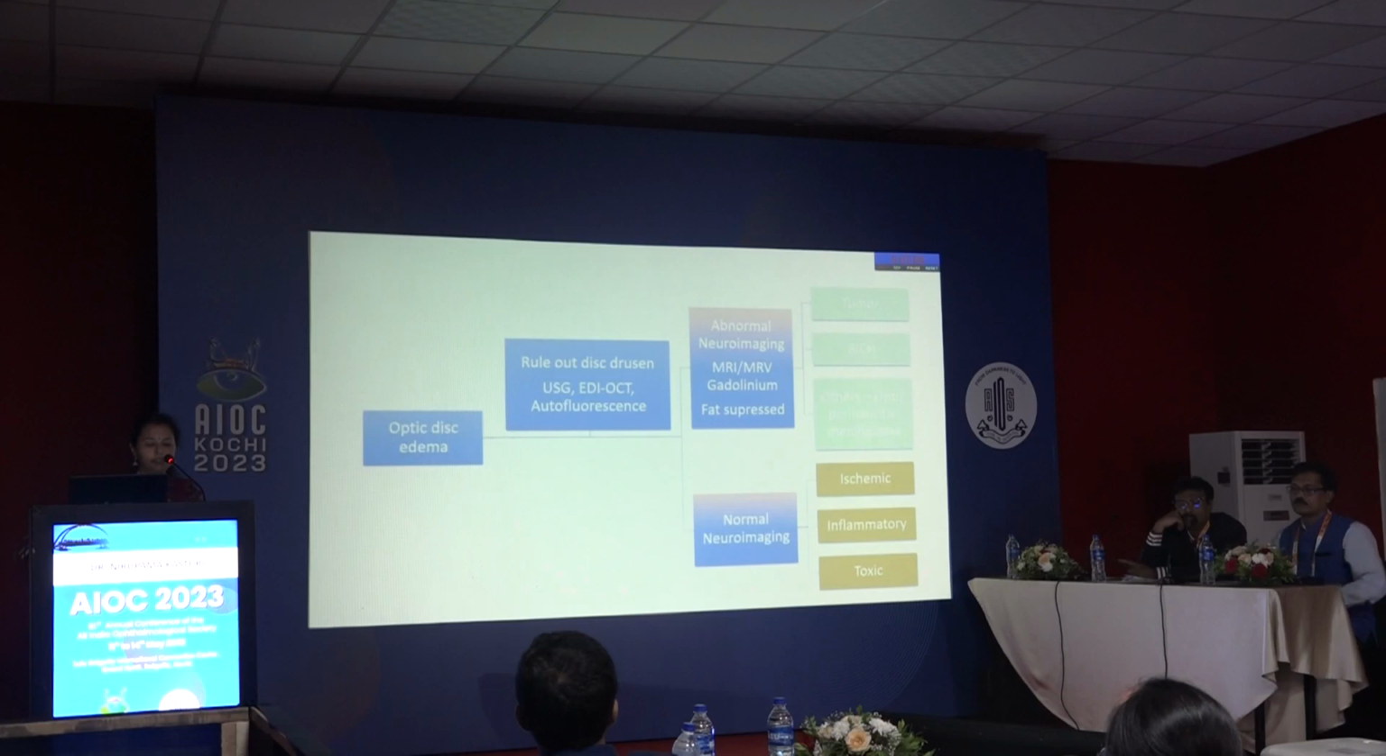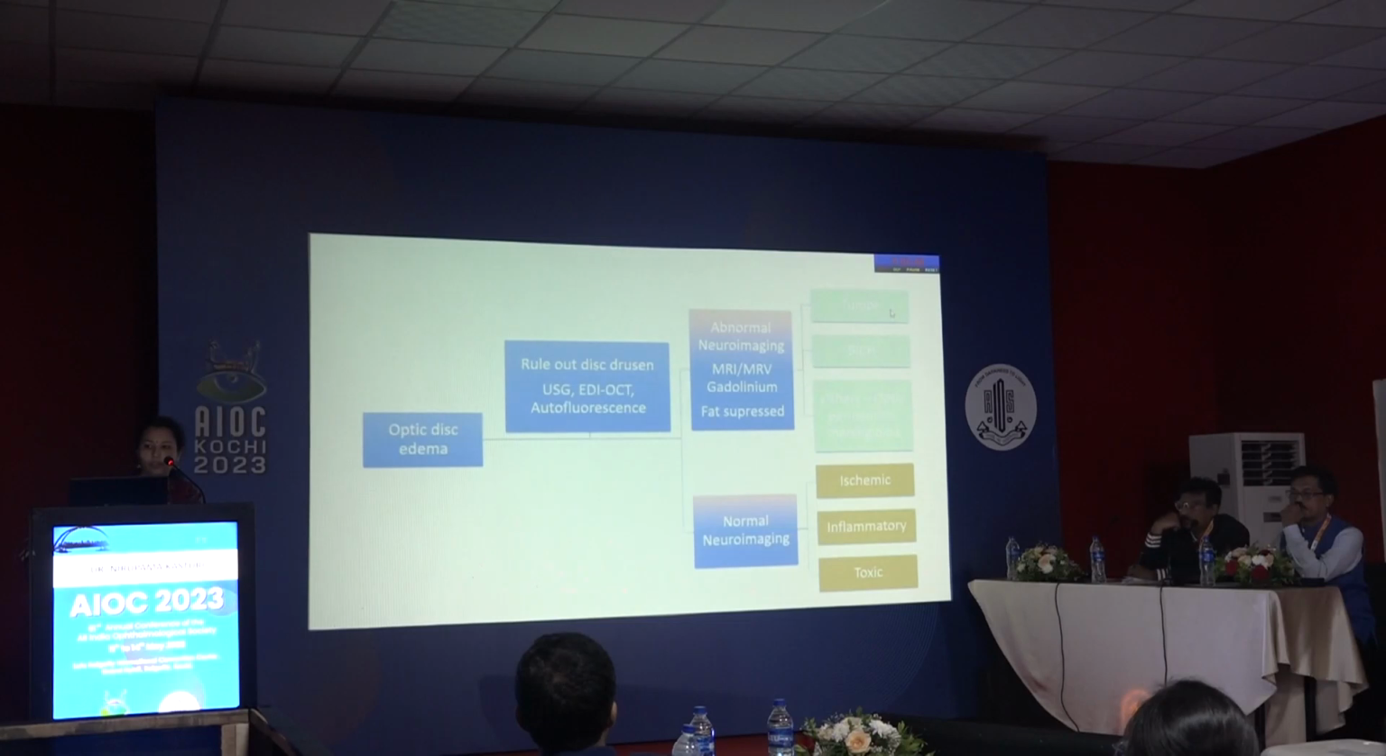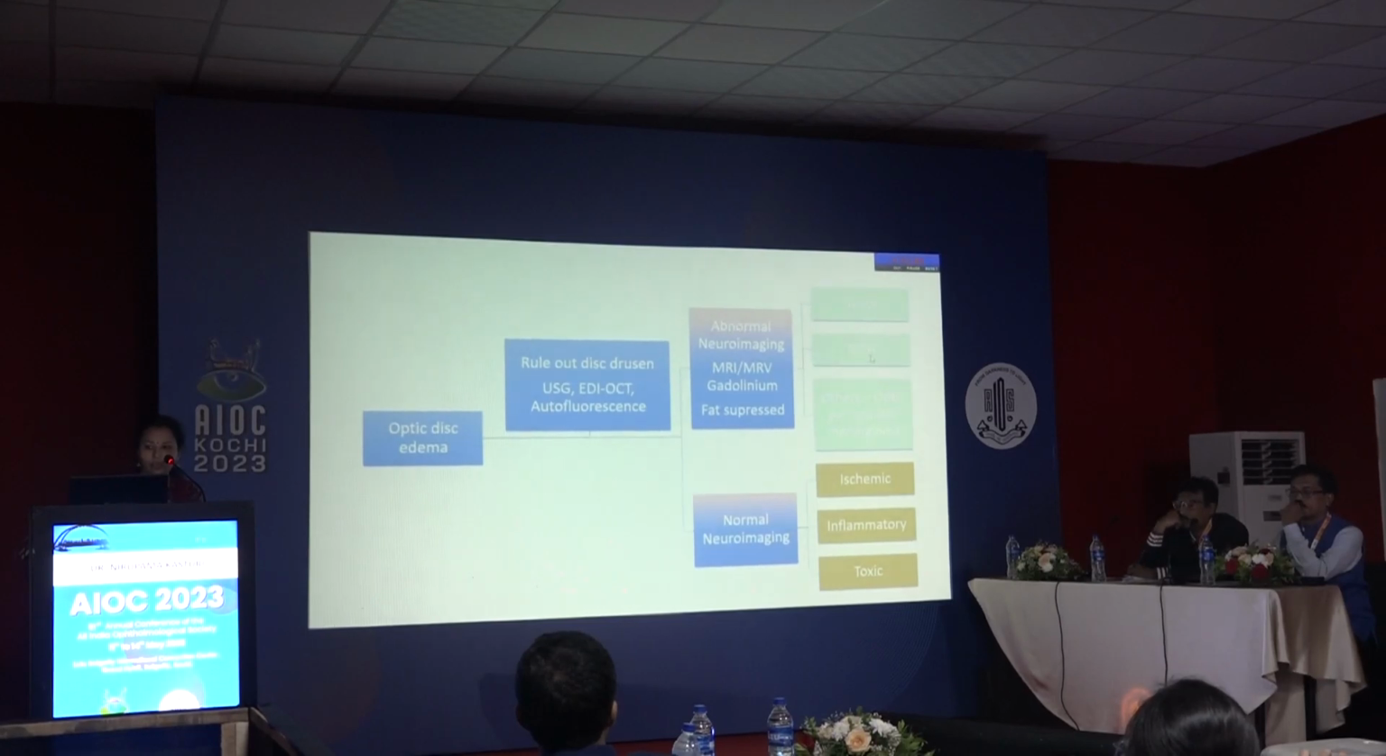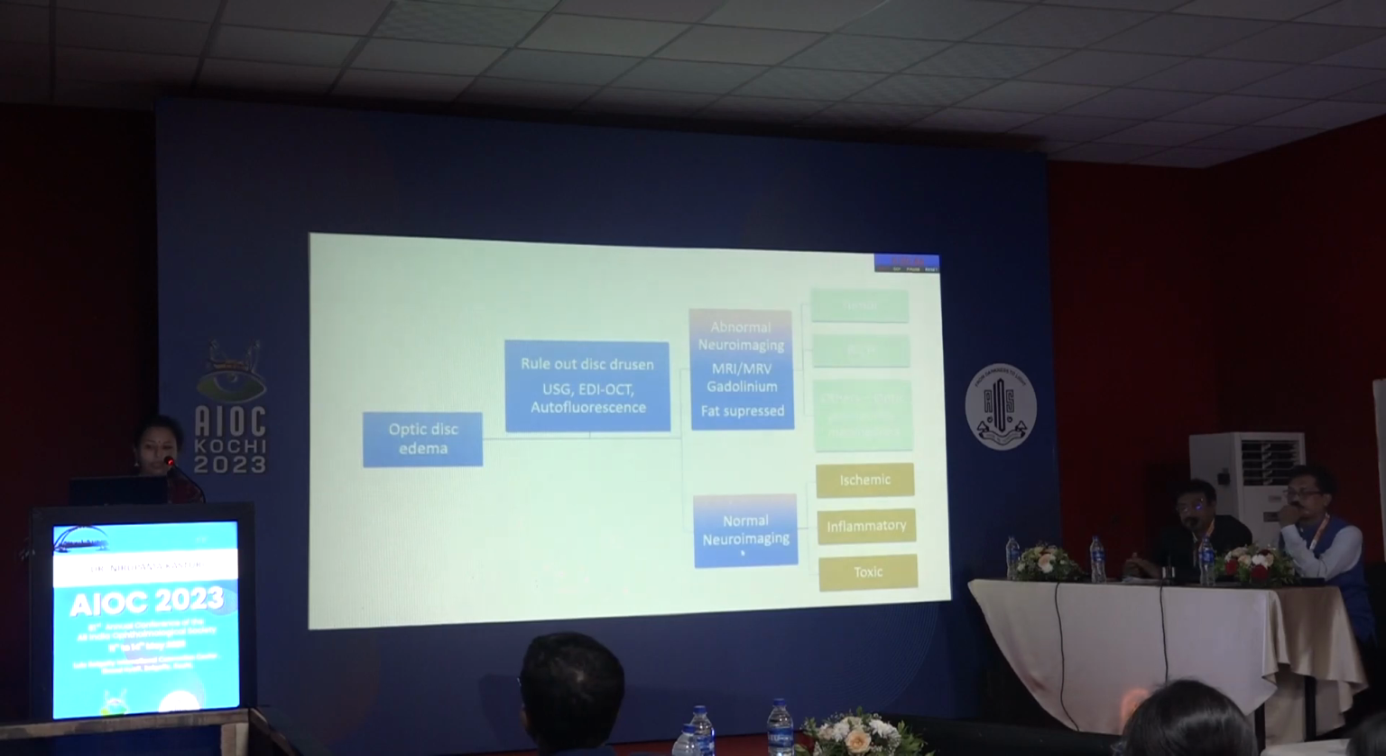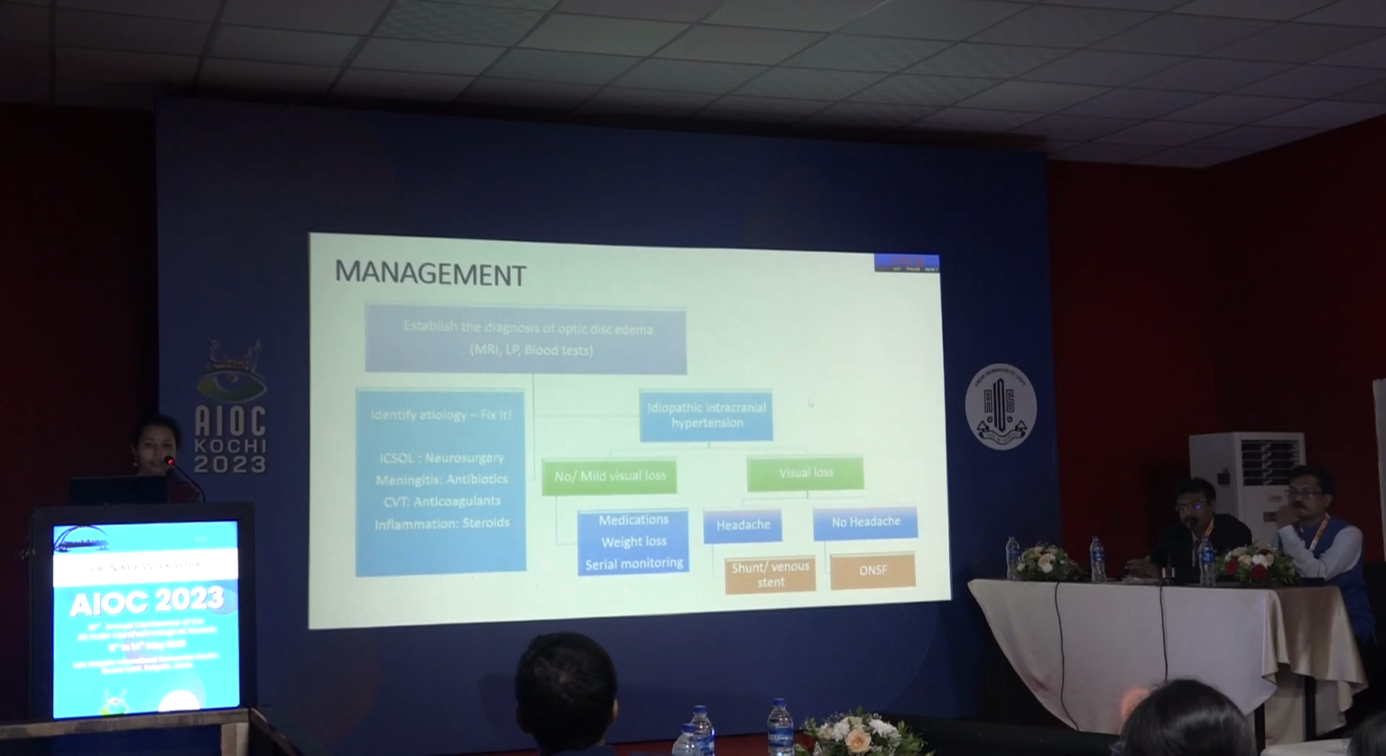So now once we have identified it as a true optic disc edema, after ruling out disc drusen, it is important to do the neuroimaging. So if you get an abnormal neuroimaging, you know the etiology is either a tumor, that is an intracranial space occupying tumor, or a benign intracranial hypertension, or even other causes like I showed, optic nerve sheath meningioma. But if the neuroimaging is normal, then you can think of other etiologies like ischemia, inflammatory or toxic causes giving rise to a disc edema.